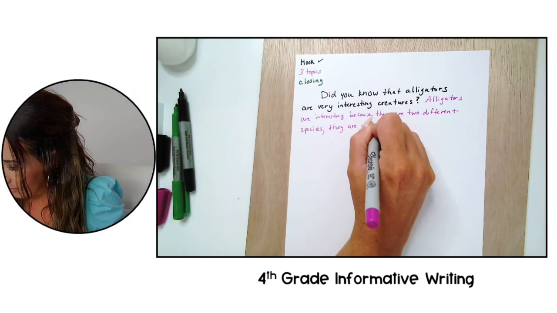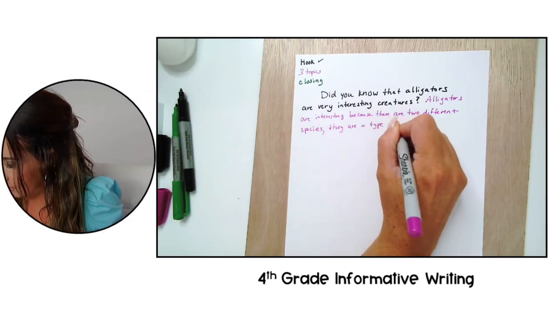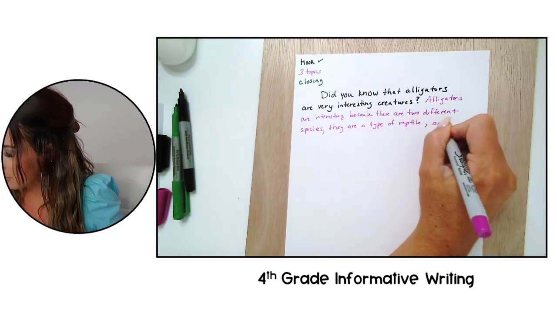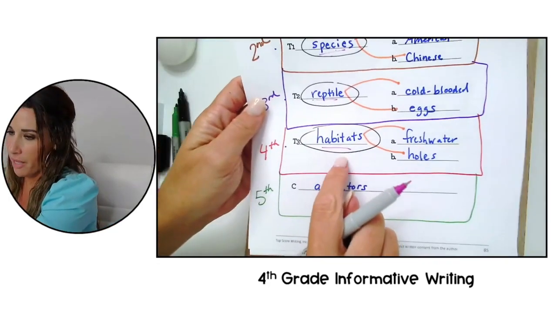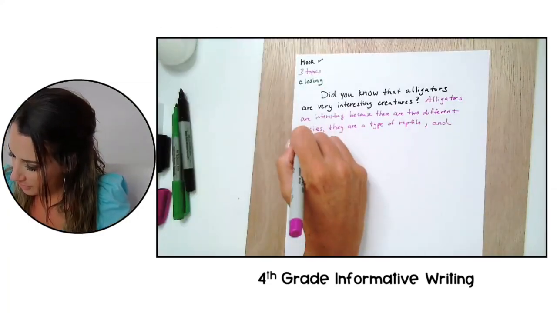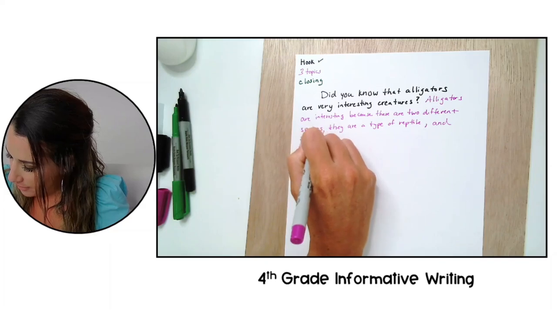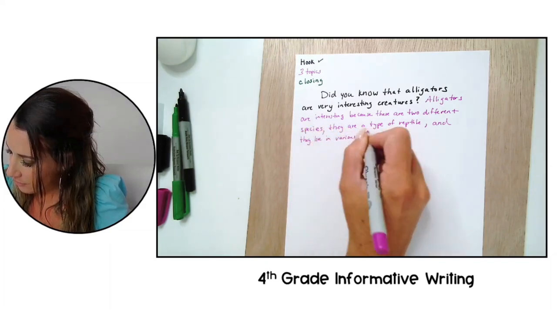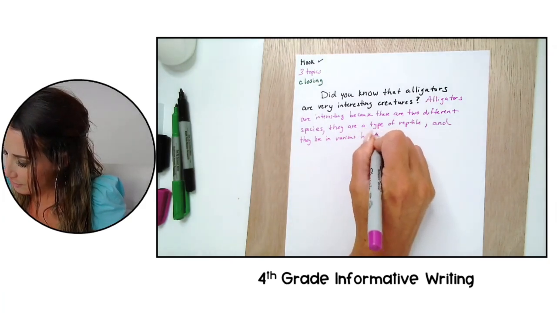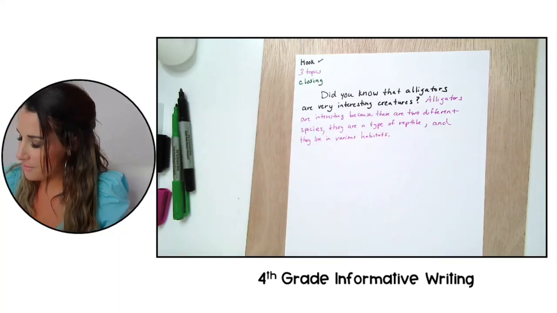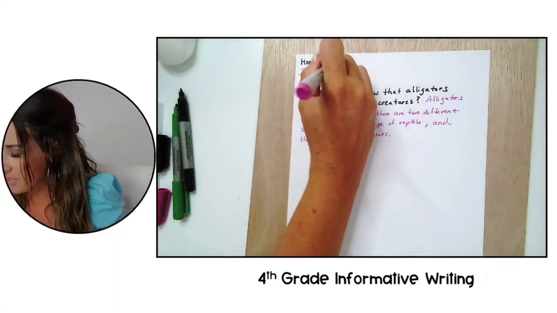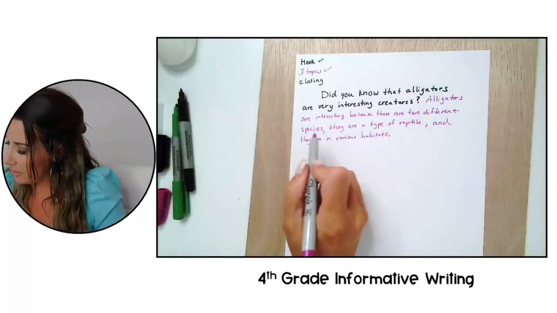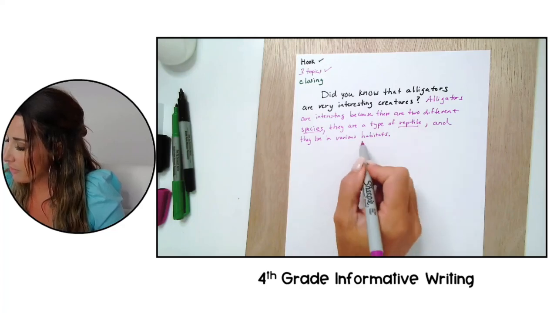They are a type of reptile, and type of habitats. They live in various habitats. Okay, so that's my three-topic sentence. I'm done. So I named my three topics: species, reptile, and habitat. So you can see right here I have species, reptile, and habitats.